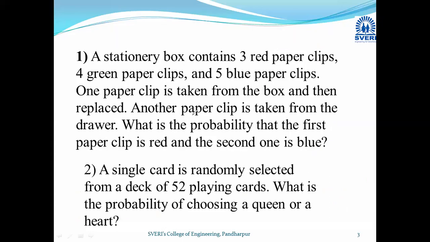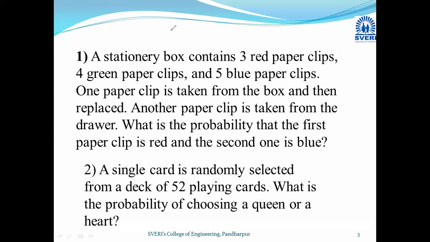Look at this first example. A stationery box contains 3 red paper clips, 4 green paper clips and 5 blue paper clips. One paper clip is taken from the box and then replaced. Another paper clip is taken from the drawer. What is the probability that the first paper clip is red and the second one is blue?